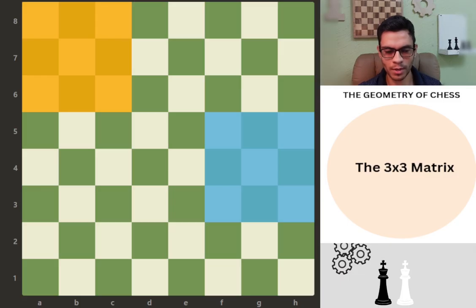We use the 3x3 matrix to visualize how the knight moves. We can use it for other things. We're gonna see it with the queen. But just as a fun fact before we move on, how many of these matrices can we draw on a chessboard? So the answer is 36.